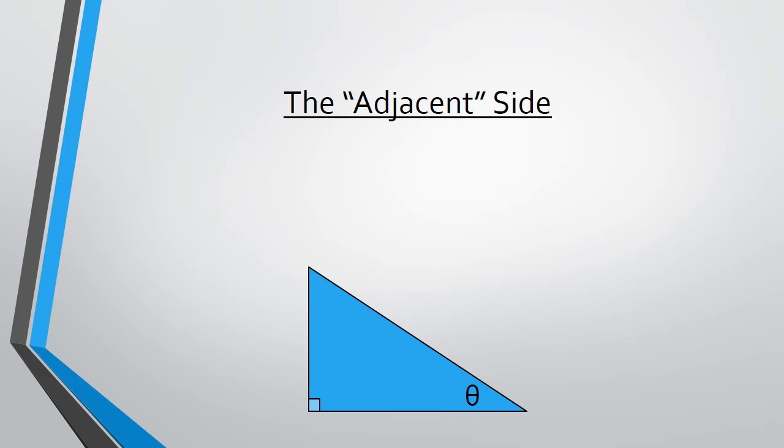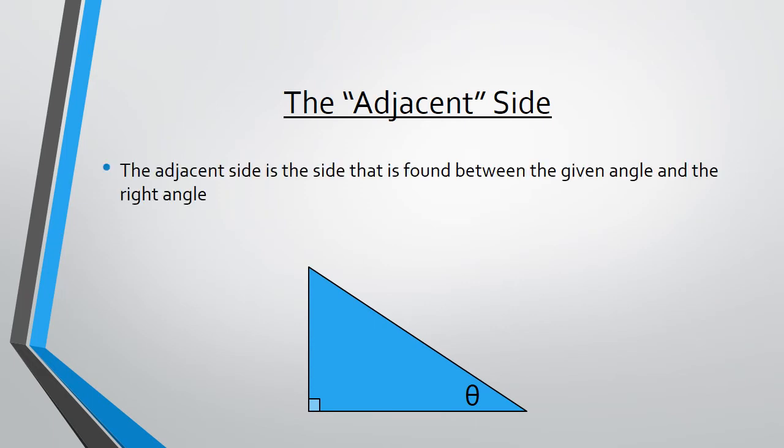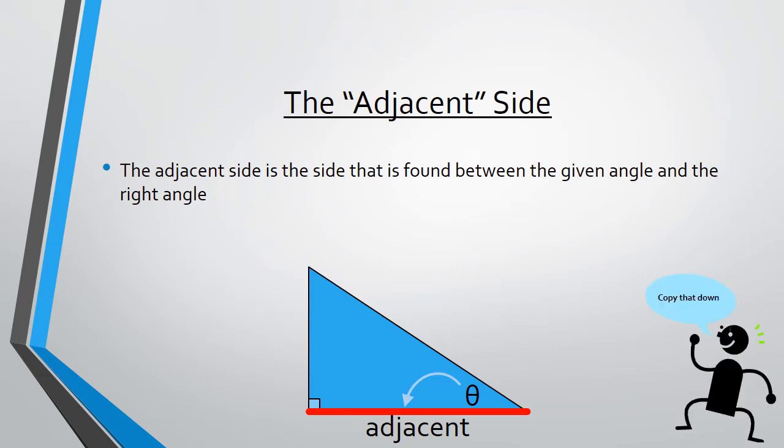The adjacent side. The adjacent side is the side that is found between the given angle and the right angle. So again, we can see our given angle there, theta. Between it and the right angle, we find the side, which is the adjacent side. You guessed it. Copy that down.